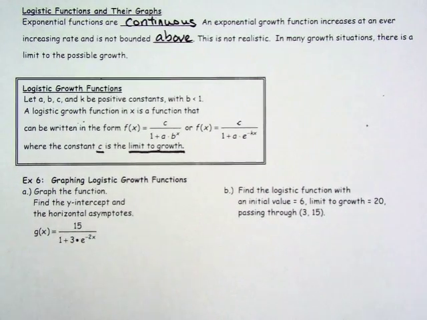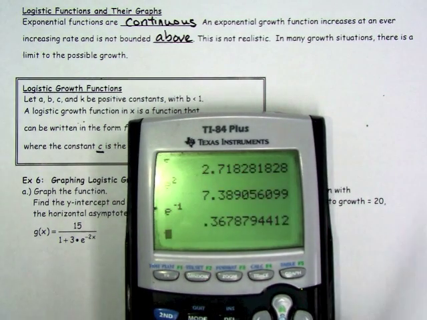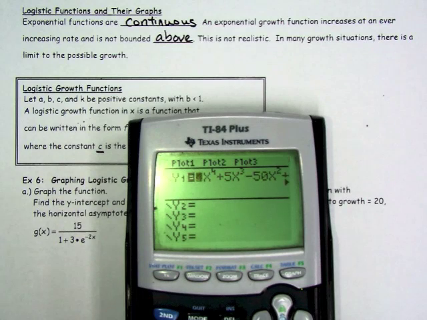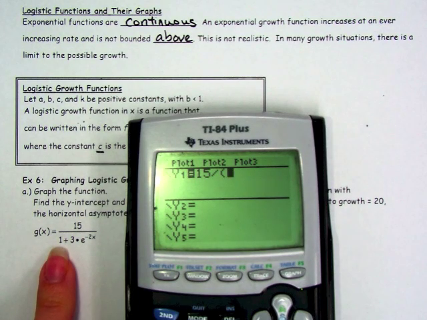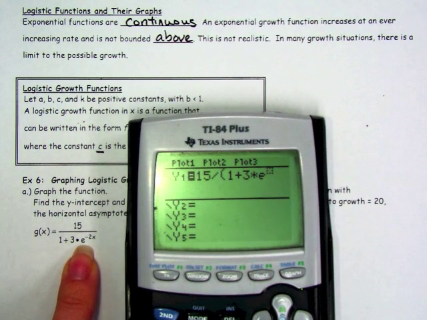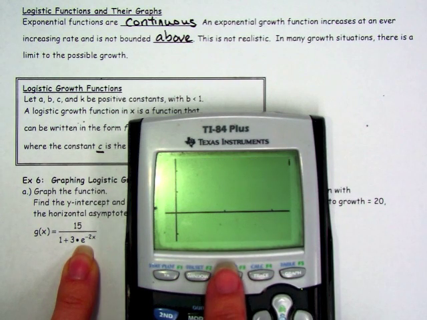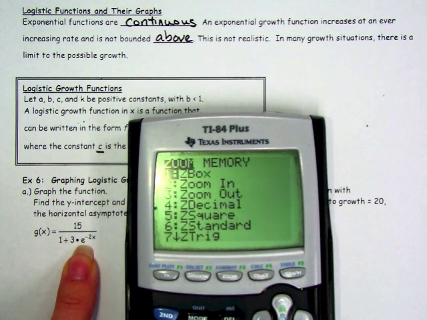Let's take a look at it in our calculator for a moment so we can actually see what this curve looks like. We have 15 divided by, and if you want to put in the big fraction with your alpha y equals, that's fine. Otherwise, put the whole denominator in parentheses: 1 plus 3 times e to the negative 2x. If we take a look at the graph, I have a feeling it's in a weird window. Just go to your standard window.